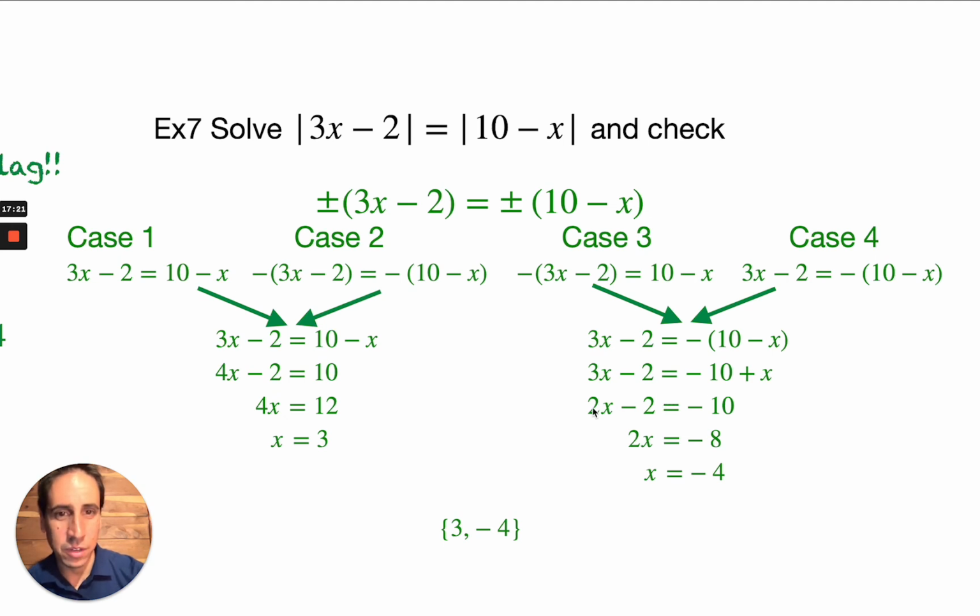Subtracting x, you get 2x minus 2 is equal to -10. Adding 2 to undo the subtraction, then undo the multiplication, and you get x is equal to -4. And so between these two numbers, you can put them in here and say that's the solution set.